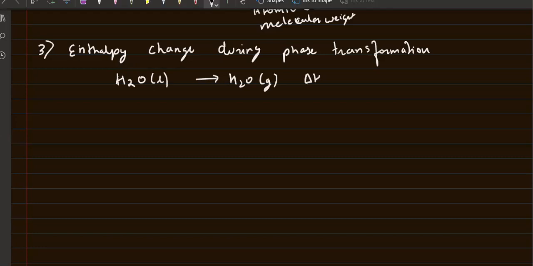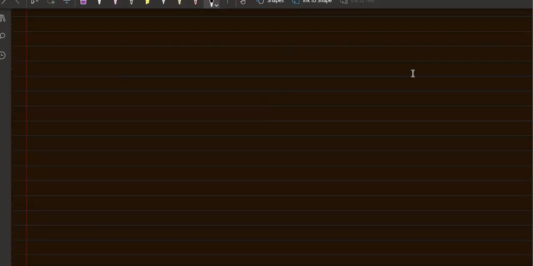So what is this? This is delta H of vaporization, right? Delta H vaporization. Got it? In the same way, if it is converting from solid to liquid, it will be delta H fusion. Okay? So I hope all of you remember this. Just definition. 1 mole. This is also for 1 mole, right?